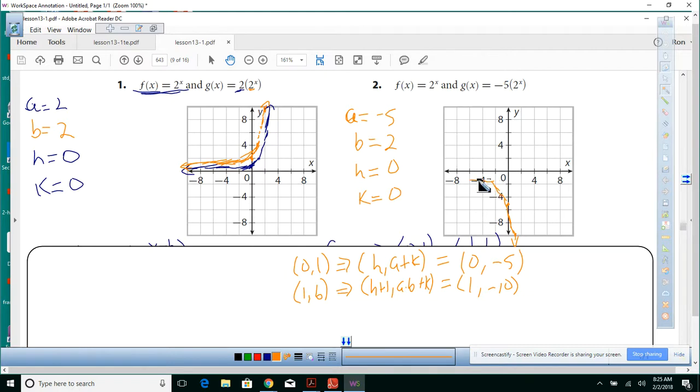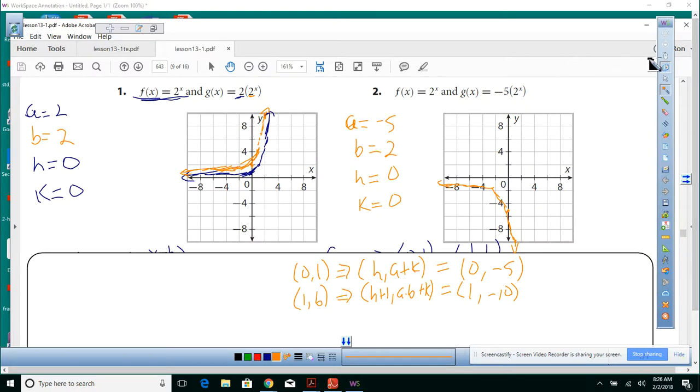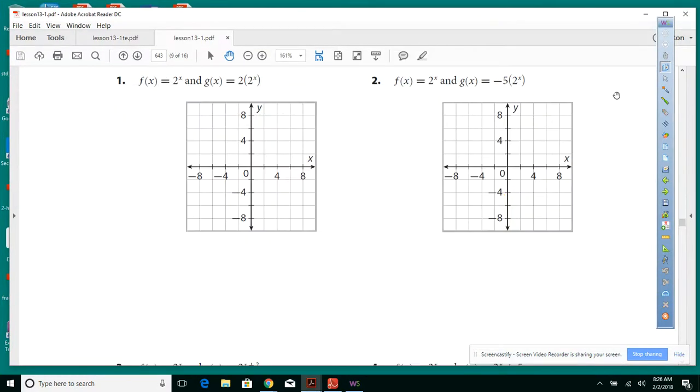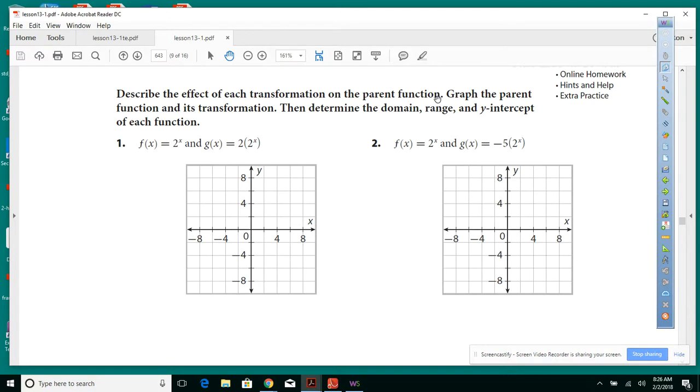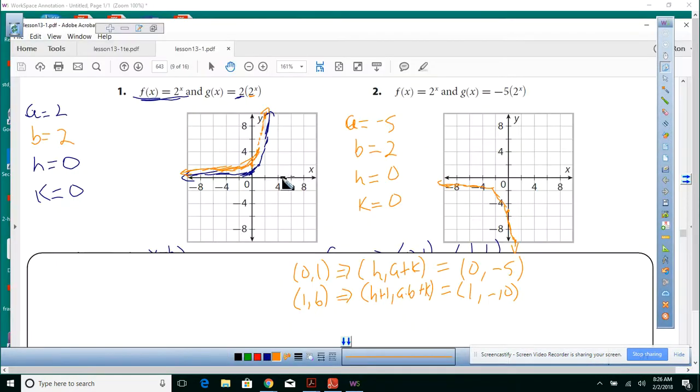Now, we had some other instructions, and I didn't do that over here on number 1. What were those other instructions? Let's see here. Okay, graph, we did that. All right. Then domain, range, y-intercept. All right, let's go look at that. What do we got here? The y-intercept on number 1, the y-intercept.